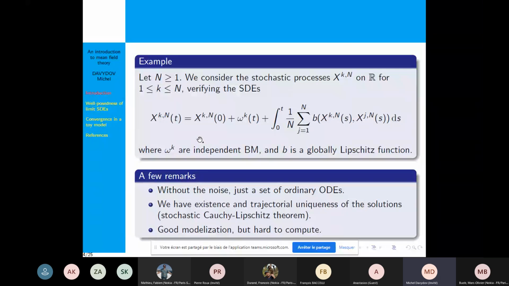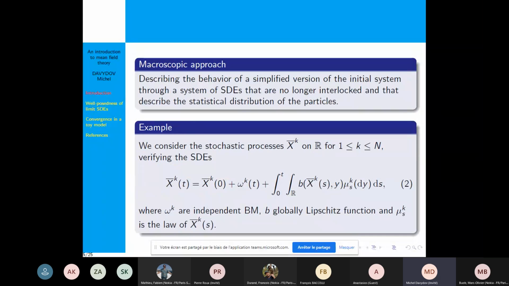So of course you have to strike a balance between a good modelization and being able to do computations, because they're pretty complex equations. So the idea behind mean field theory is to take a simplified version of the same situation, as to speak, but to simplify the expressions by taking some kind of scaling to get simpler equations.